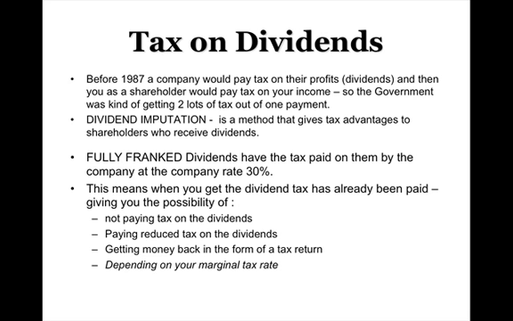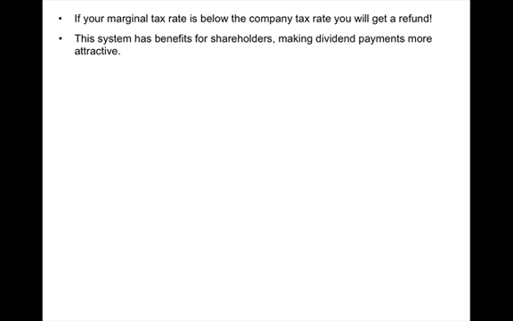It's called dividend imputation. Now, fully franked dividends have tax paid at 30%, but sometimes companies will partially frank them. So it might be 50% franking or 75% franking. It's really up to them what they do and how they manage that. Now, the deal is, if your marginal tax rate is below the company tax rate, you'll get a refund, and it has benefits for anyone who gets dividends, because it either reduces your tax or gives you a refund, or you pay no tax on the dividend.